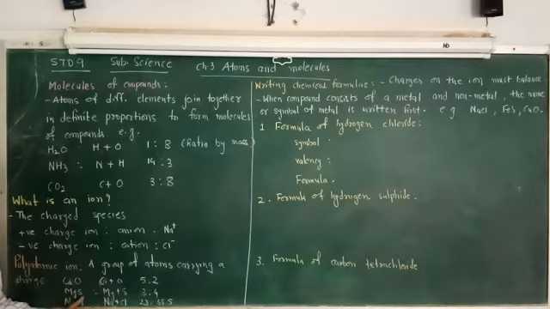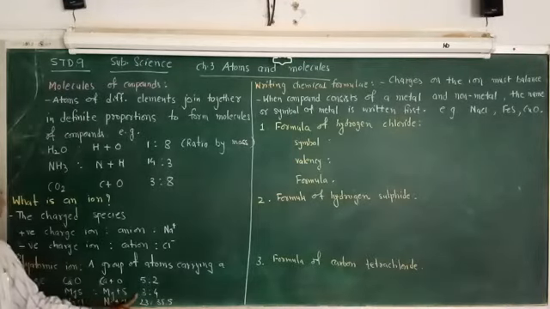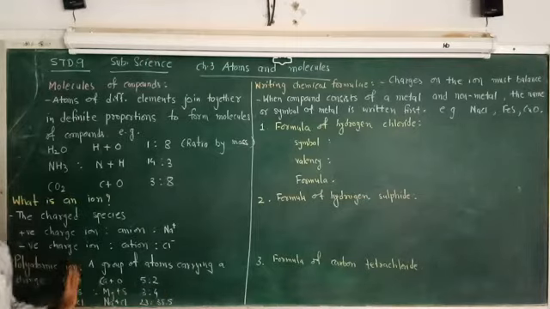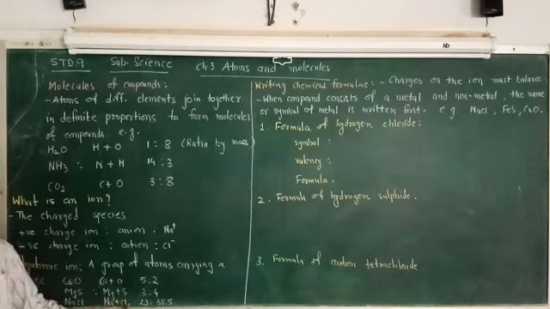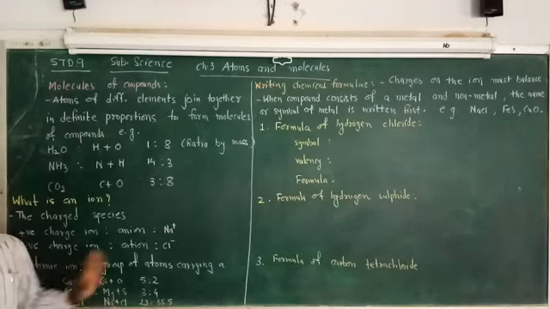Magnesium sulfide is made from magnesium and sulfur. The mass proportion is 3:4. And sodium chloride, NaCl, is made from sodium ion and chloride ion, that is Na+ and Cl-. Sodium and chlorine: the mass proportion of sodium is 23 and of chlorine is 35.5.